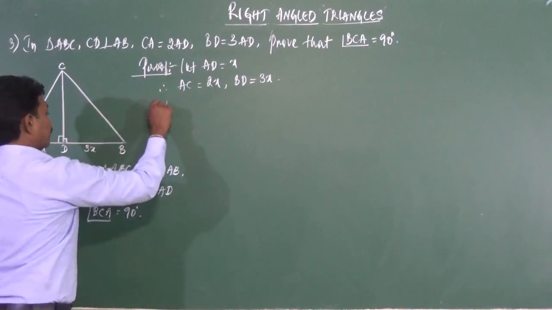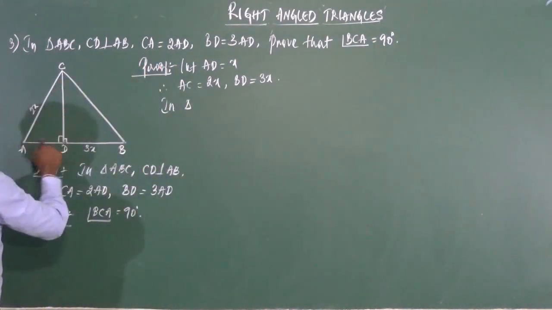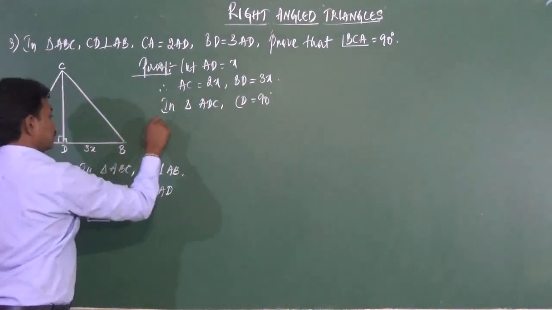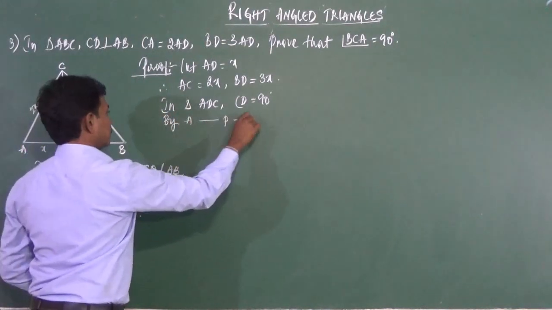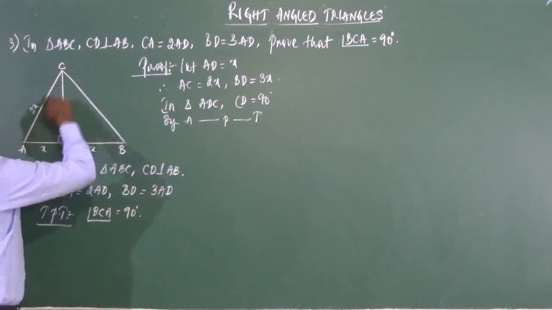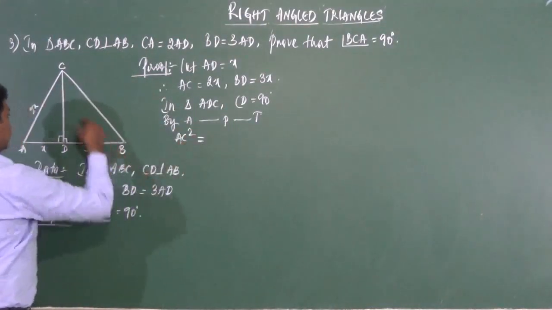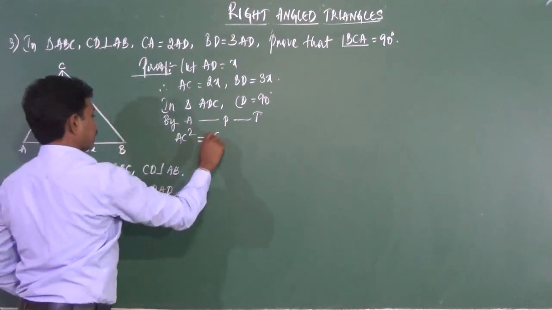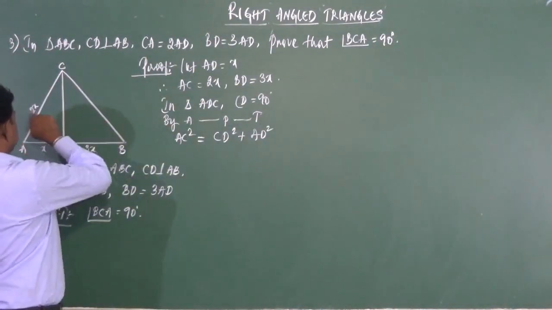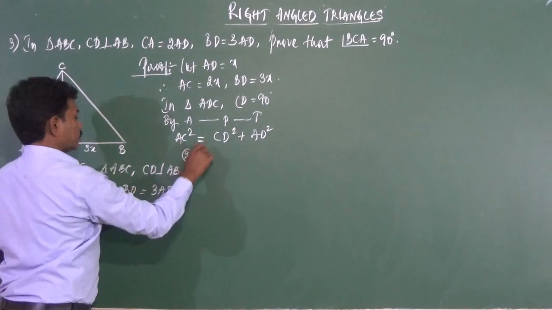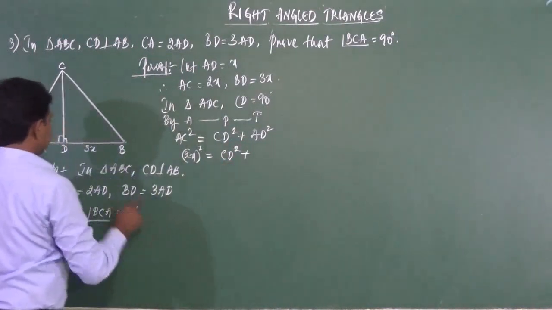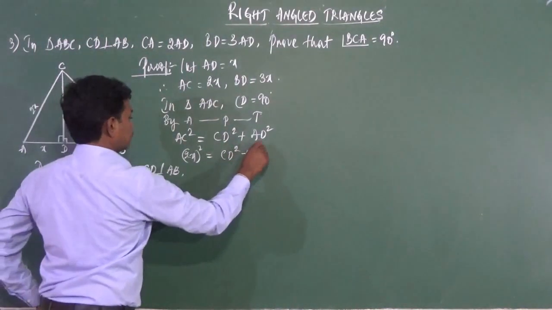Okay. So now in triangle ADC, angle D is equal to 90 degrees. So by applying Pythagoras theorem, you have to write the full format of that in your classwork. So AC square is equal to CD square plus AD square. AC square is 2x whole square, equal to CD square, we do not know that, so we will carry the same thing, plus AD is x, so that becomes x whole square.